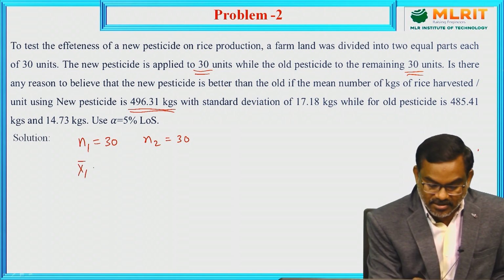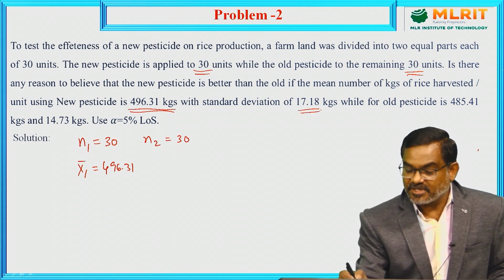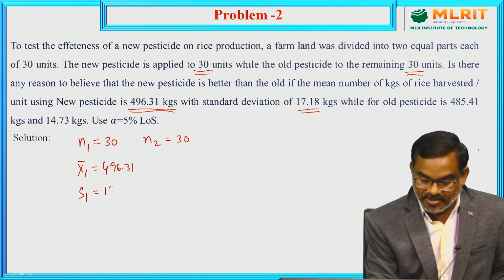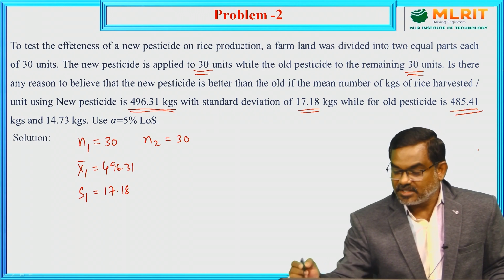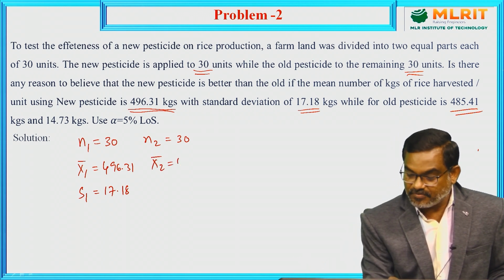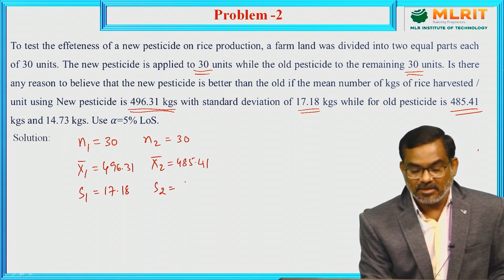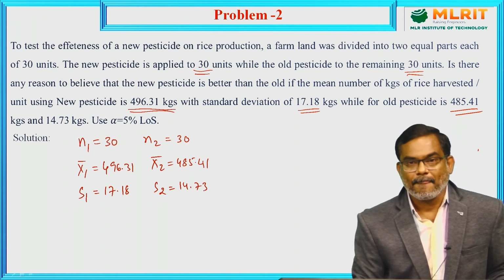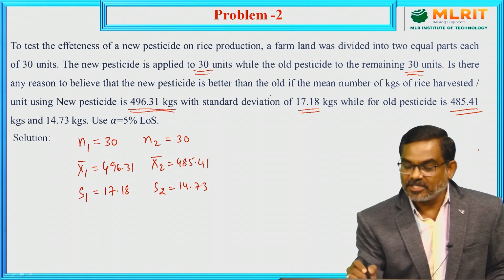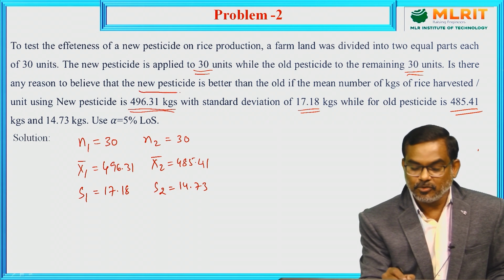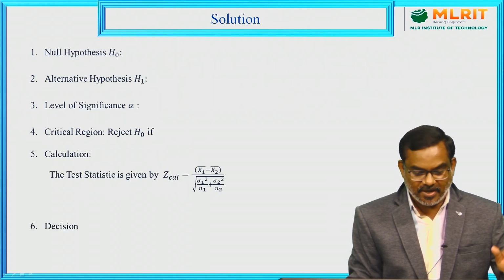So, X1 bar is given, 496.31 with standard deviation of 17.18. So, S1 is 17.18 kilograms, whereas using the old pesticide these values are, X2 bar is 485.41 and standard deviation S2 is 14.73. Now, we need to test whether the new pesticide is better than the old. And the test is as follows.